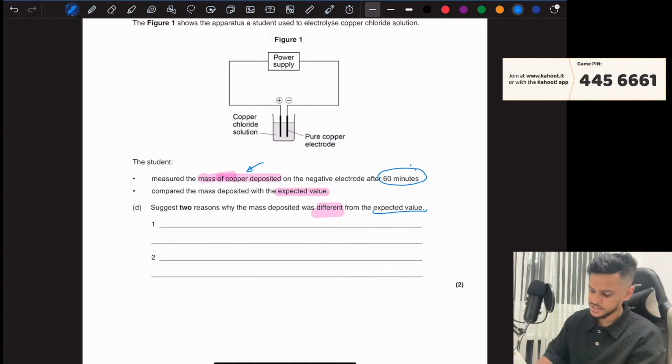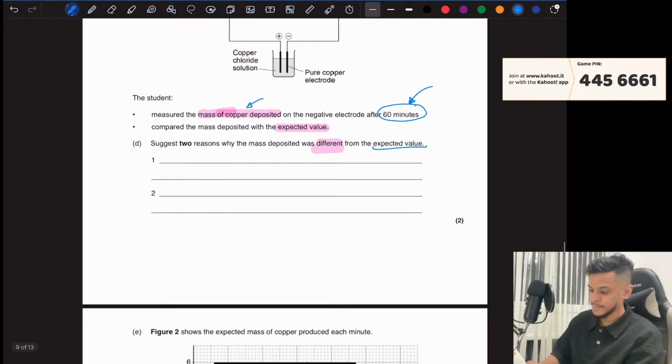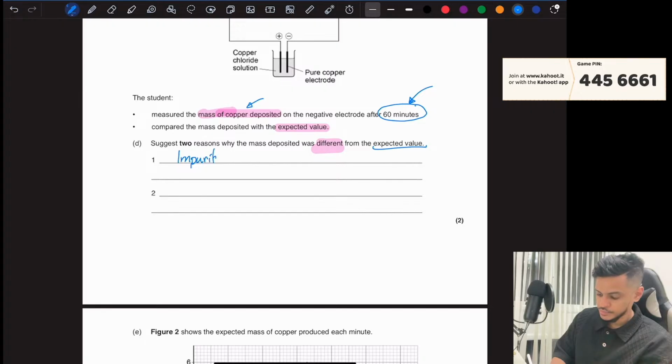This is electrolysis, so it's probably still not complete. They've taken it out after 60 minutes. After 60 minutes, we don't know if it's complete or not. The reaction's not going to happen at 100%. And there probably will be impurities in there, even like a few atoms.